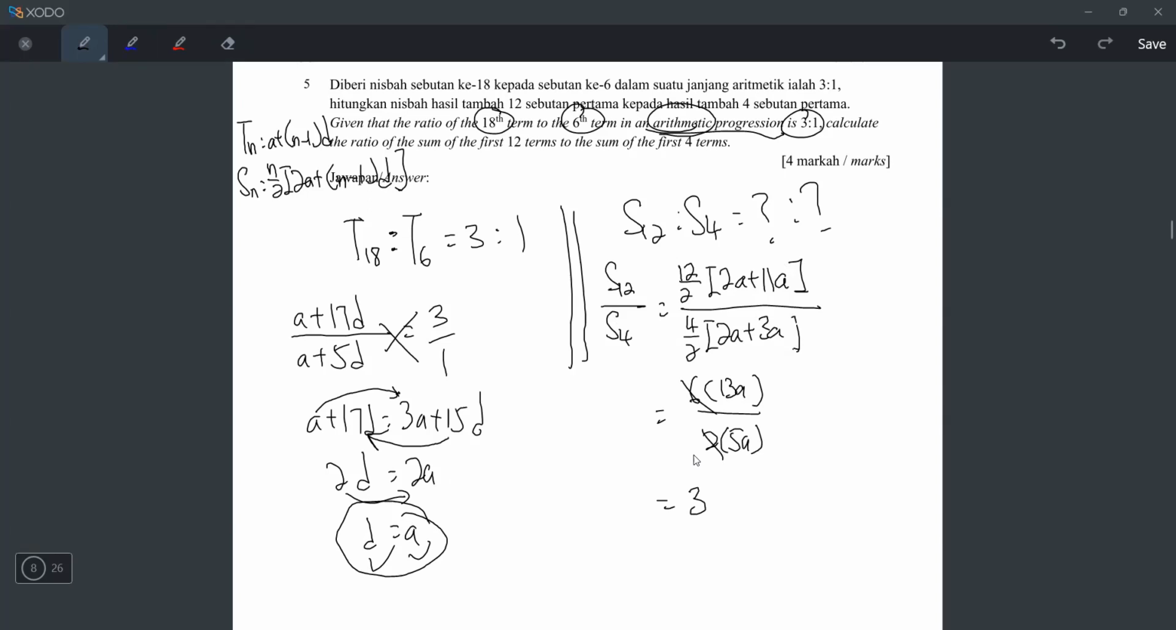Okay, let's not cut. I think not cutting is better. I think you multiply inside. So 6 times 13 is 78A. 2 times 5A is 10A, right? And then the A and A can cancel. 78 and 10 also can simplify. Divide by 2 is 5. Divide by 2 is 39, right? So it's 39 over 5. It means S12 divided by S4 is 39 over 5.